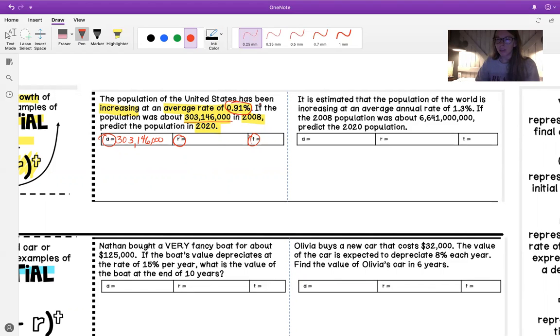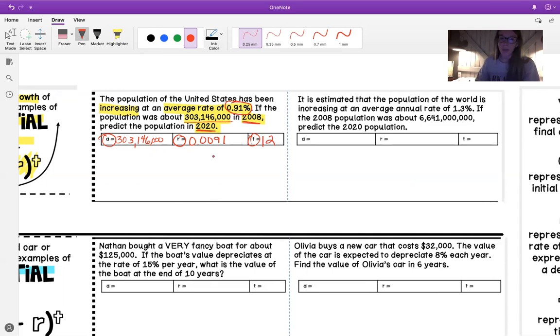We know we can't do percentages in our calculator, so we're going to change that to a decimal. I know it is already technically a decimal, but it's part of a percentage point. So to change it to a decimal, we move that decimal point 2 places to the left, so that's 0.0091. And then the time: we're going from 2008 to 2020. You're not going to put one of those years. It's the amount of time that is passing from 2008 to 2020, which is 12 years.